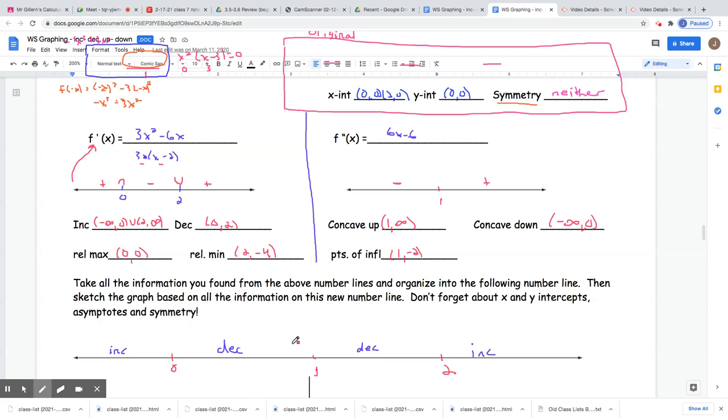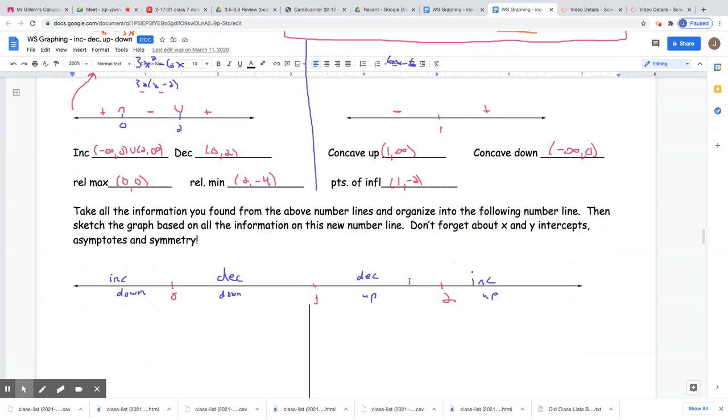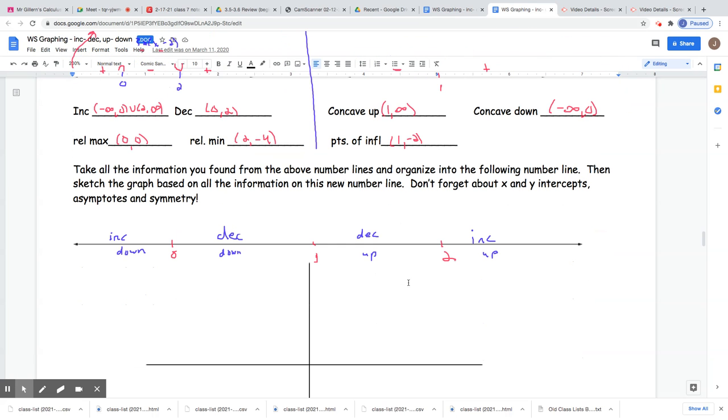Now I'm going to do the same thing for concavity, but I'm just going to put that on the bottom of the number line. So it was concave up bigger than 1, so between 1 and 2, and then 2 to infinity. And then it was concave down less than 1. All right, now you're like, well, why am I doing this? The reason we are doing this is because I now know what the shape of the function is going to look like.